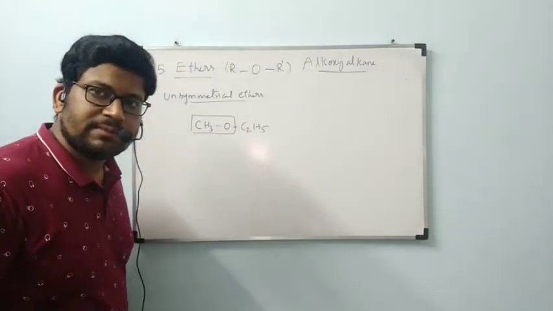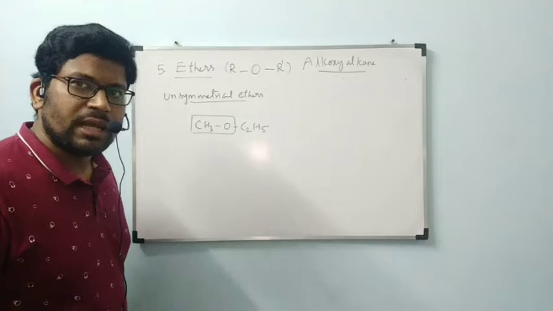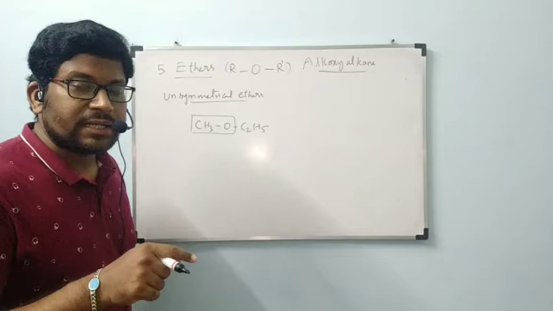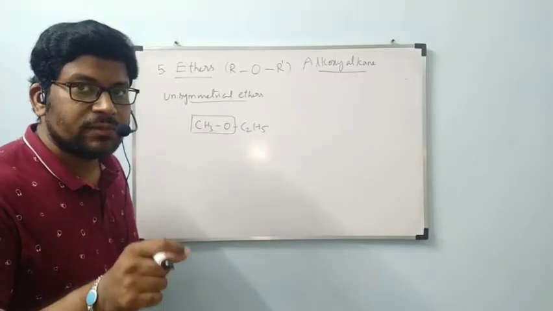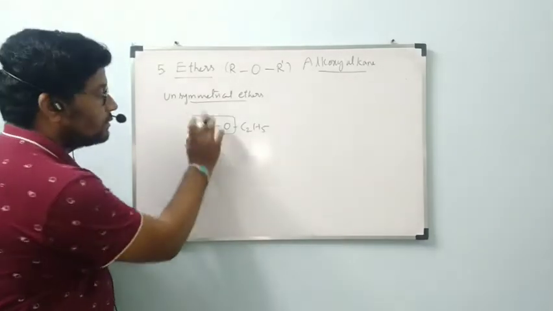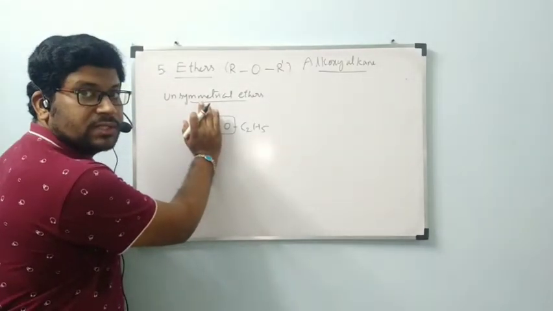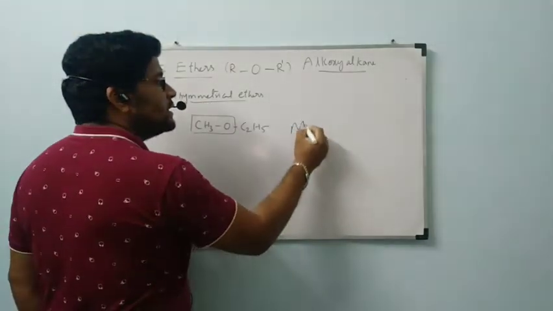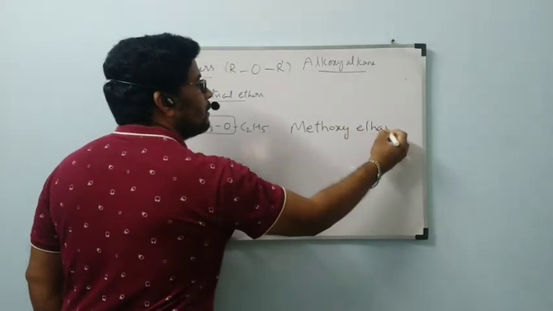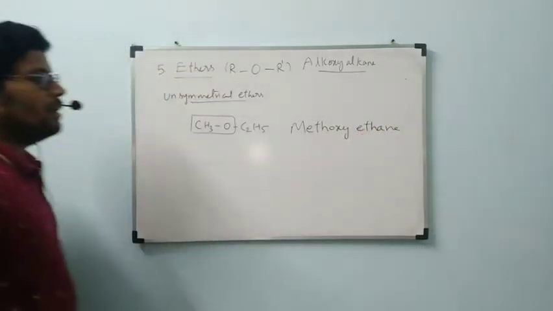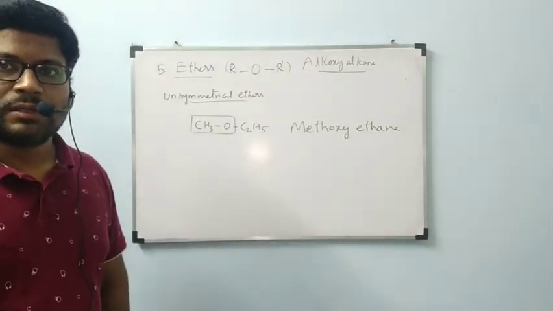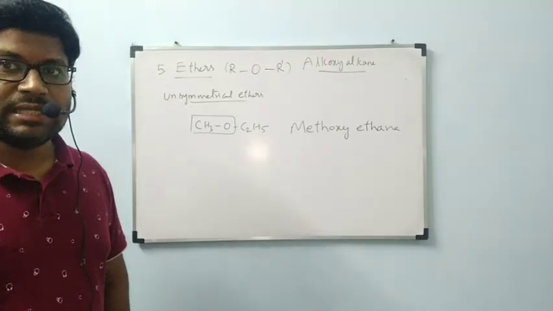When we have the same number of carbons, we can select any alkyl group to be joined with oxygen. When we have different alkyl groups, the alkyl group with fewer carbons must be joined with oxygen. Then this one will become methoxy. Two carbons are there outside, ethane. The name of this compound is methoxyethane. Okay? The name of this compound is methoxyethane.